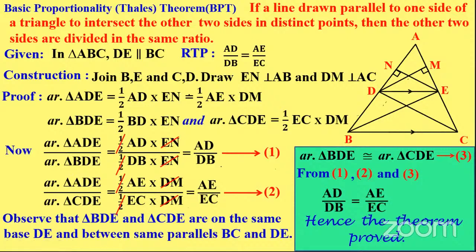When 2016 or 2017 asked that, draw the suitable diagram for the basic proportionality theorem and write the statement. First you write down the statement, then draw the triangle, then given and RTP. This is enough. Proof is not necessary. It is a 1 mark and 2 marks question. That's all.